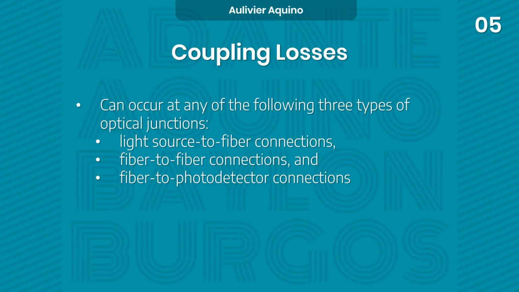Coupling losses can occur at any of the following three types of optical junctions: light source to fiber connections, fiber to fiber connections, and fiber to photodetector connections. Junction losses are most often caused by one of the following alignment problems: lateral misalignment, gap misalignment, angular misalignment, and imperfect surface finishes.